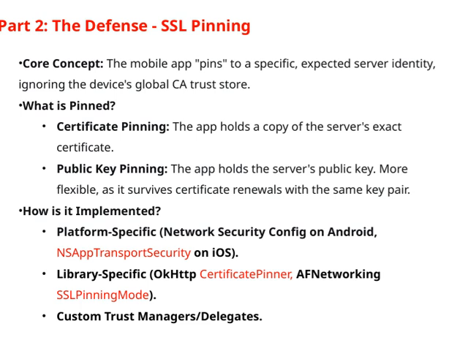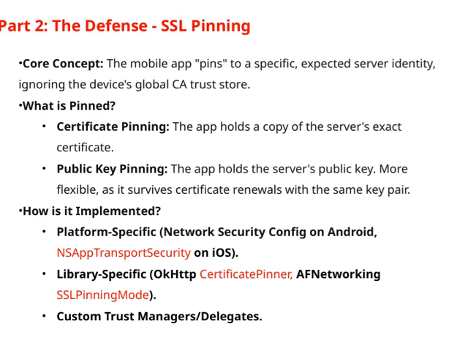So what exactly is pinning? There are two main types. First, certificate pinning, where the app holds a copy of the server's exact certificate. This way, it can verify that the server's certificate matches what it expects. Second, public key pinning, where the app holds the server's public key instead. This approach is a bit more flexible because it can survive certificate renewals as long as the key remains the same, which is a big advantage in many scenarios.